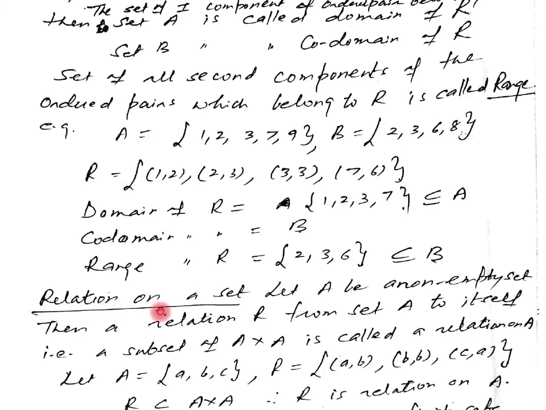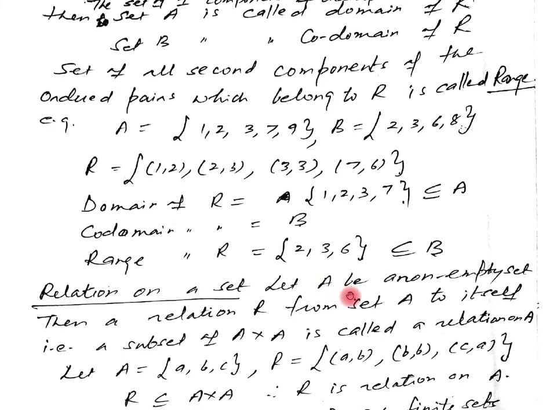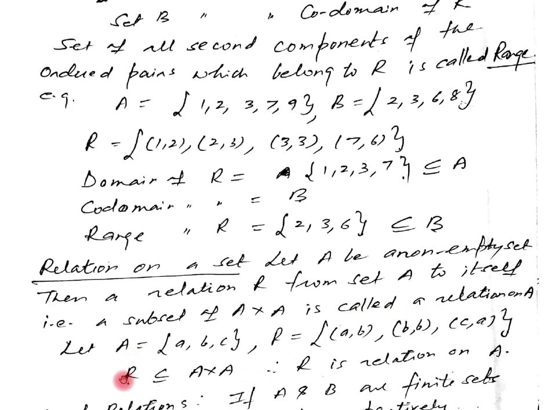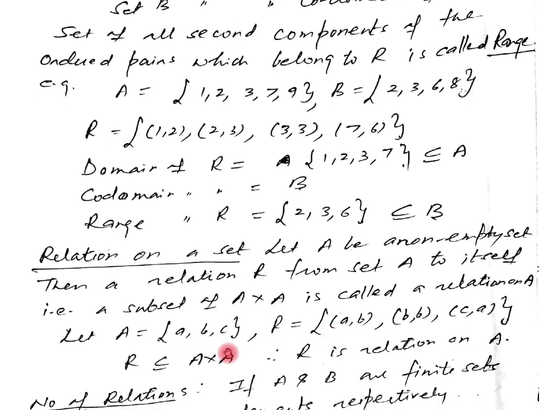Similarly, the relation on a set A: let A be a non-empty set. Then a relation R from set A to itself, meaning a subset of A cross A, is called a relation on A. Now let us see an example. Let A be a set having elements a, b, c. Now I have considered R here. I have taken all these ordered pairs: ab, bb and c.